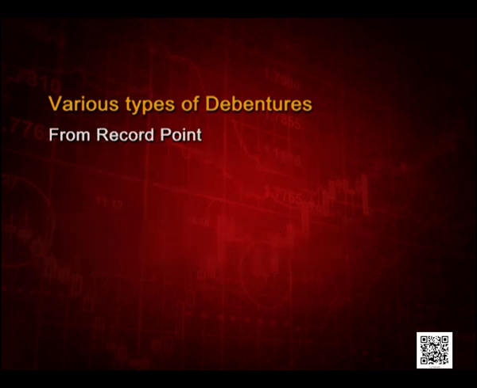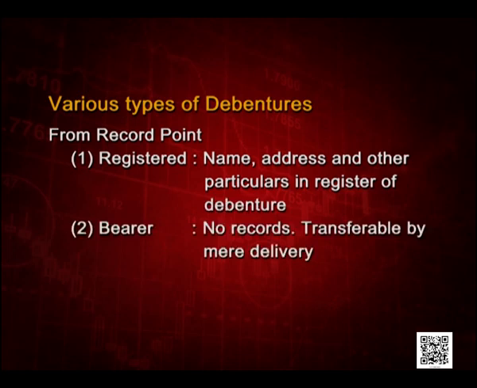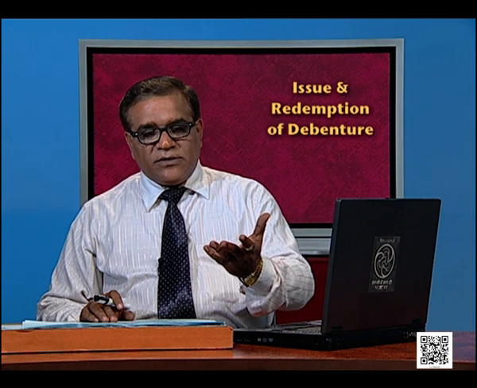If we see from the record point of view, there can be registered debentures and bearer debentures. Registered debentures are those where name, address and all other particulars are there in the register of debentures, whereas bearer debentures are those where there are no records, they are transferable by mere delivery. Whosoever is having that debenture is the owner of that debenture.